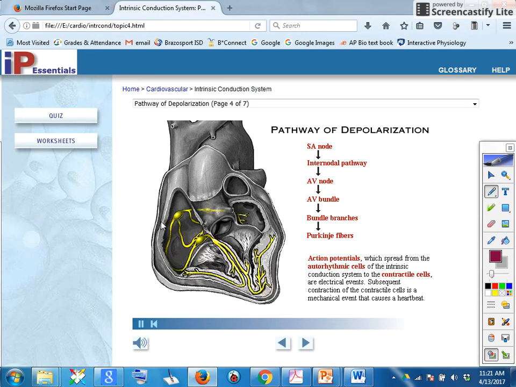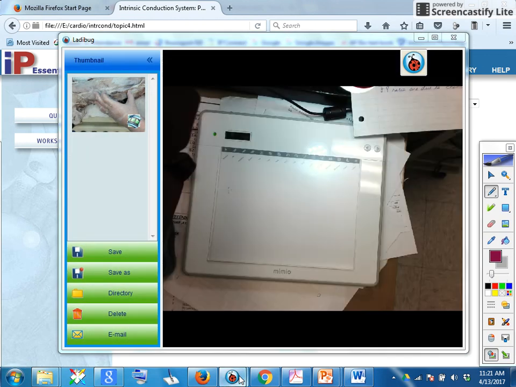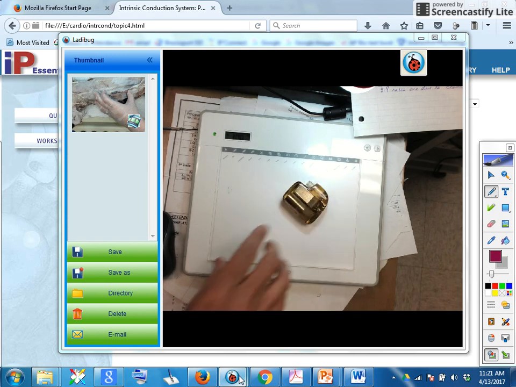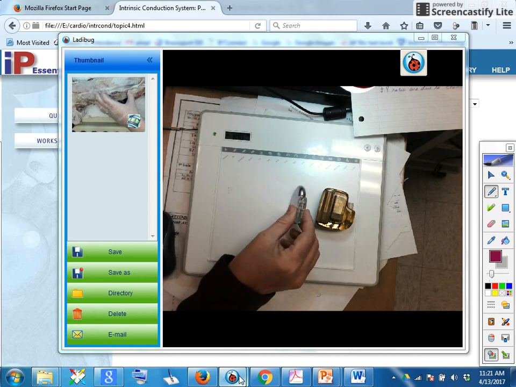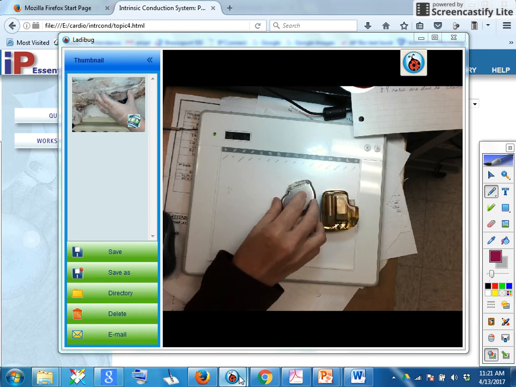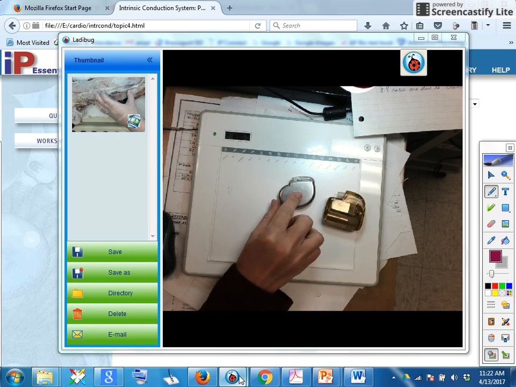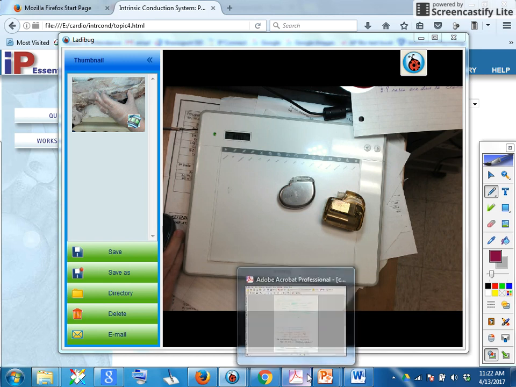I want to talk to you for a second about this SA node. This SA node is sometimes called a pacemaker. And in class, I showed you a couple of actual pacemakers. Here's a more recent model. But when a patient's own nervous system's pacemaker is not functioning properly, you'll have one of these installed to take care of the heartbeat for the patient.